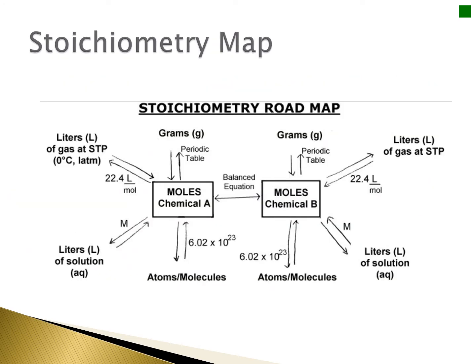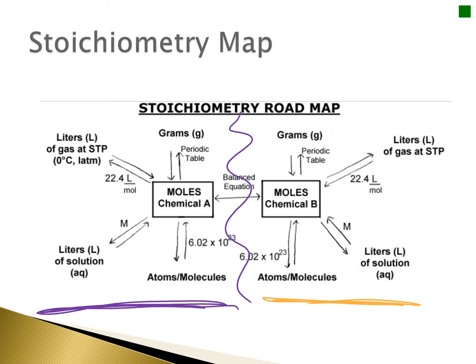The exact same thing happens for a real chemical equation, and this is the stoichiometry roadmap that we're going to be using throughout this entire unit, okay? What you're going to be doing is comparing this side, which is chemical A, to the right side, which is chemical B, okay? So if I'm trying to go from here to here, I am just focused on chemical B. If I'm going from moles to liters on chemical B, I am just focused on chemical B.